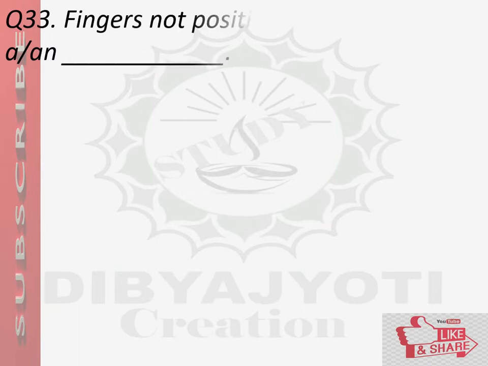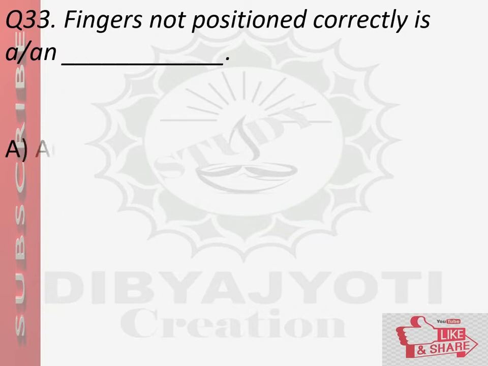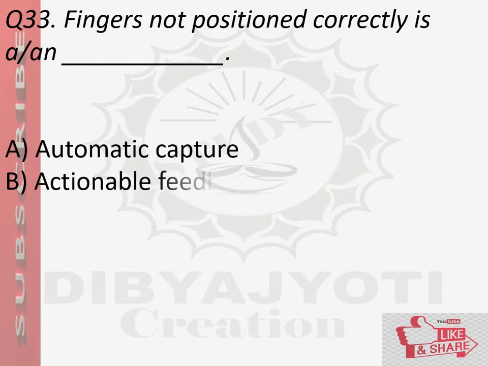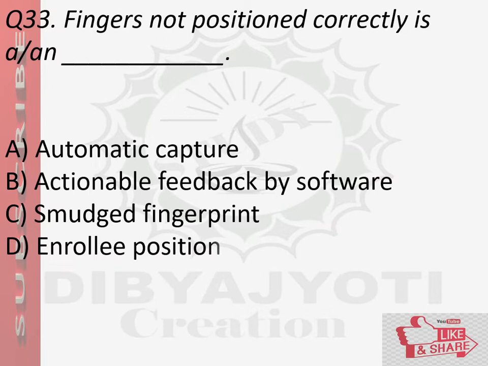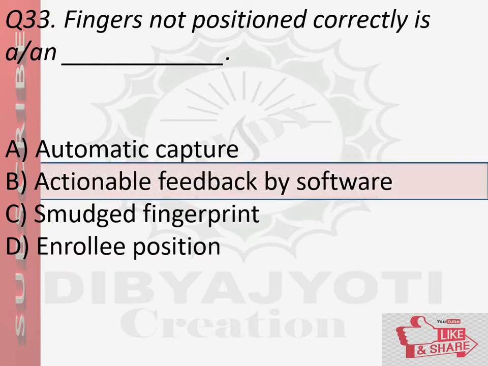Next, fingers not positioned correctly is an dash. Automatic capture, actionable feedback by software, option C smudged fingerprint, Android positions, and answer is actionable feedback by software.